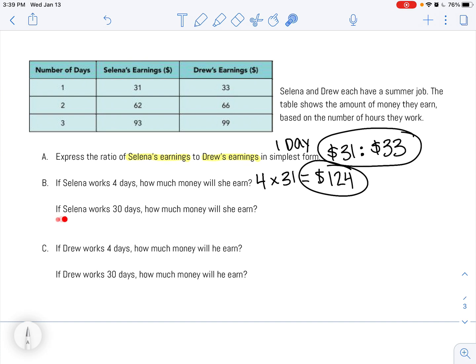Keeping that in mind, if you're given the next question, if Selena works 30 days, how much money will she earn? Well, we take our number of days times how much she earns per day, which is 31, to figure out that for 30 days, Selena's going to earn $930.